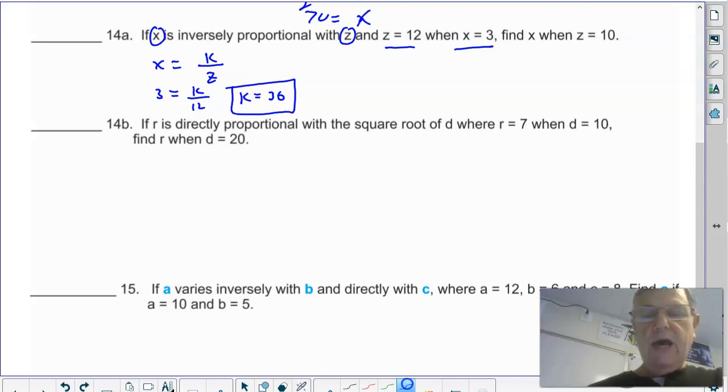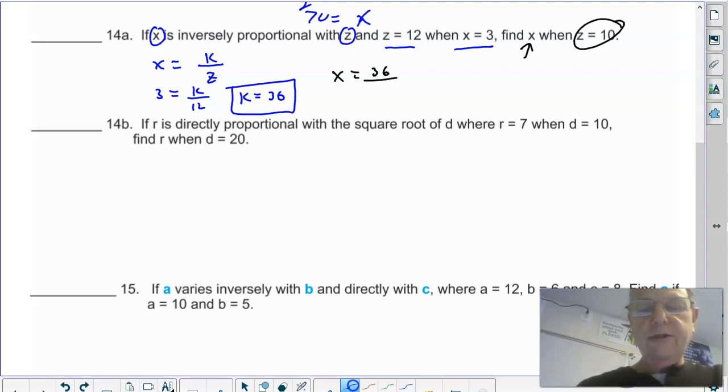Okay, now that I know k, new information. Let me do it in black. All right, find x when z is 10. So x equals, what's my k? 36. What's my z? 10. So I have 36 over 10, and I just need to reduce. And so what is that? 18 fifths. And you say, well, how would you do it with a proportion?